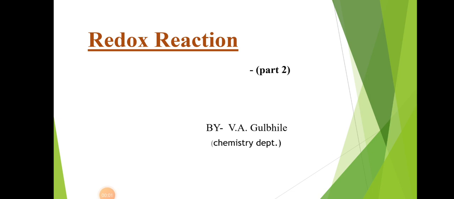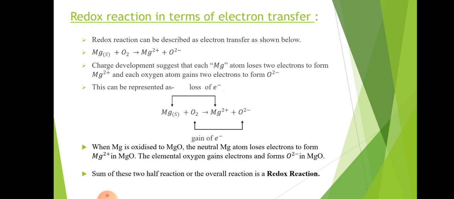Dear student, in the previous lecture we have seen the classical ideas about the definition of oxidation and reduction, oxidizing agent and reducing agent. Now today we will see 2 points. First one, redox reaction in terms of electron transfer.